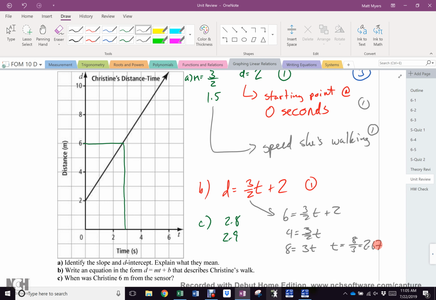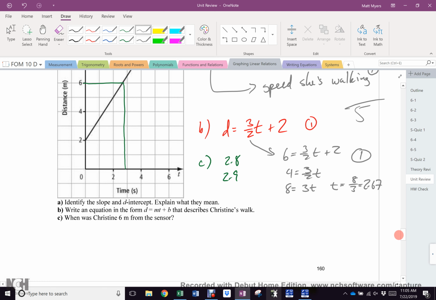Which one gives you the better answer? Algebra. But I will accept both for 1 mark, making that whole question out of 5. Can everybody do both?